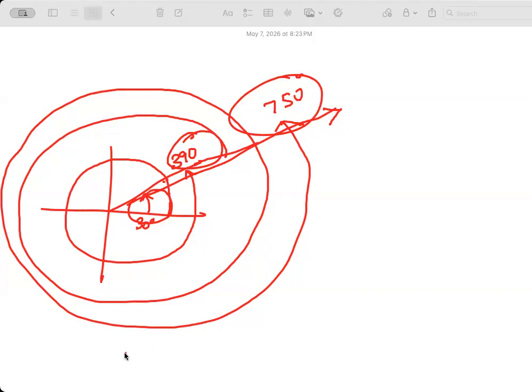So coterminal angles of 30 can be defined as 30 plus 360n, where n can be any integer value. Any questions?